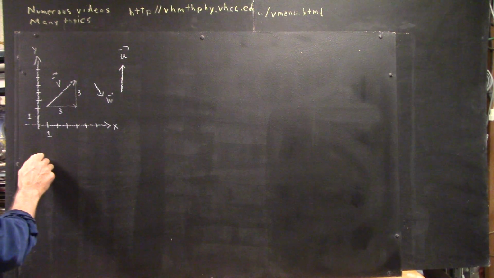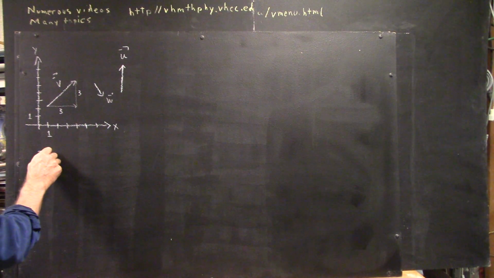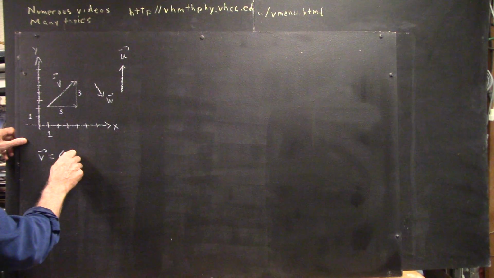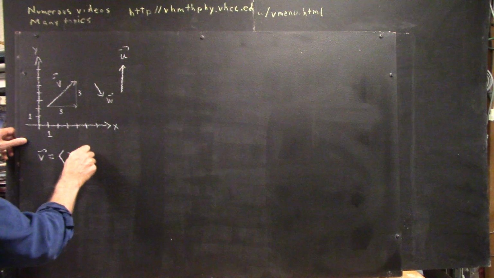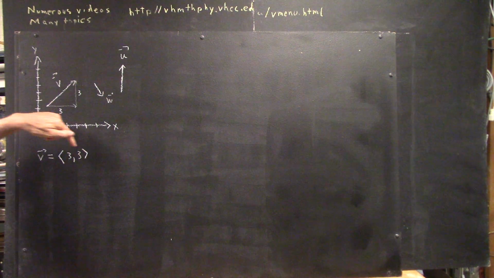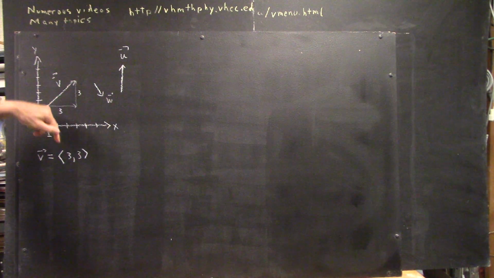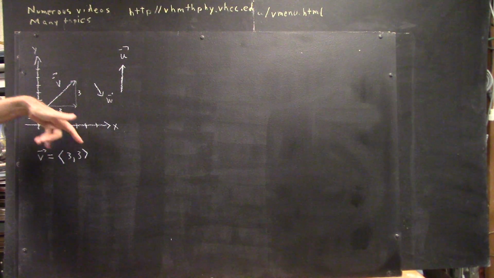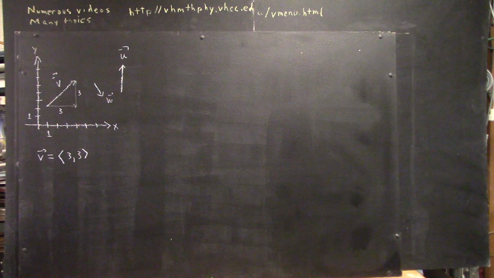Okay, so we're going to say the vector v is the vector 3, 3. And I will use, this is basically a kind of elongated less than or greater than sign. I'm going to call them pointy parentheses.